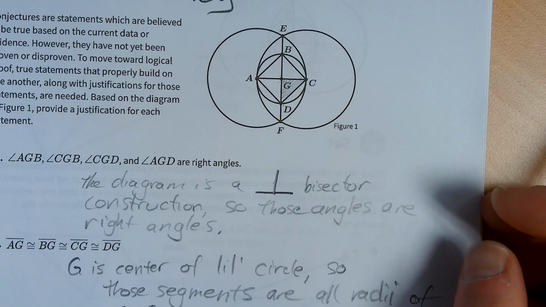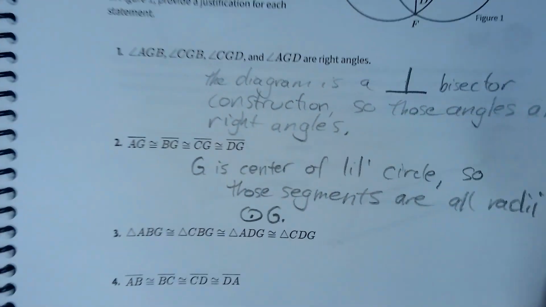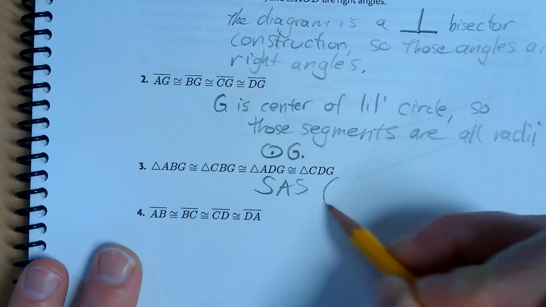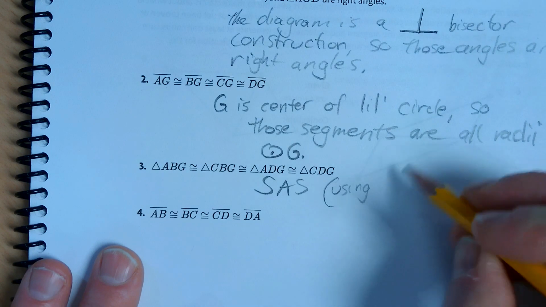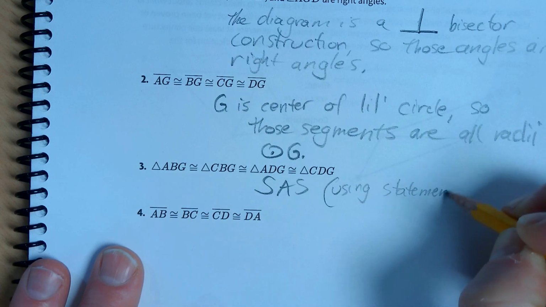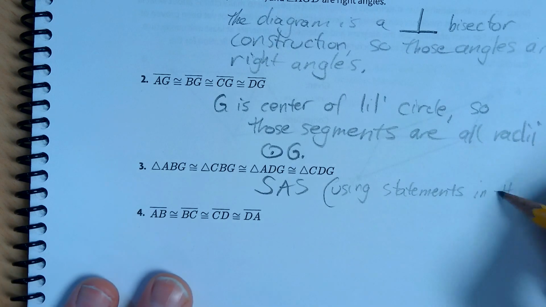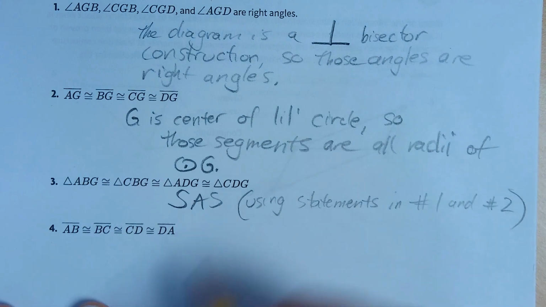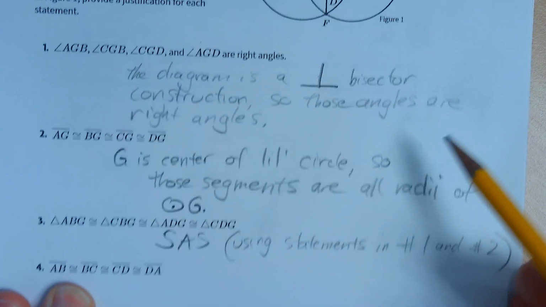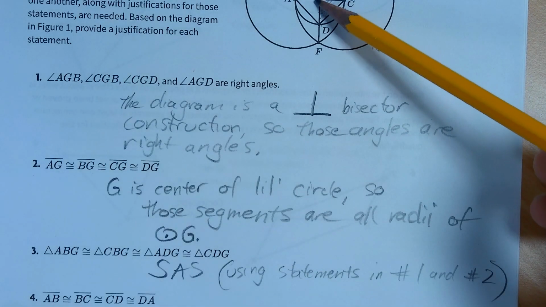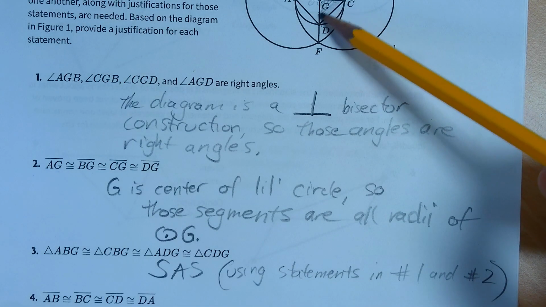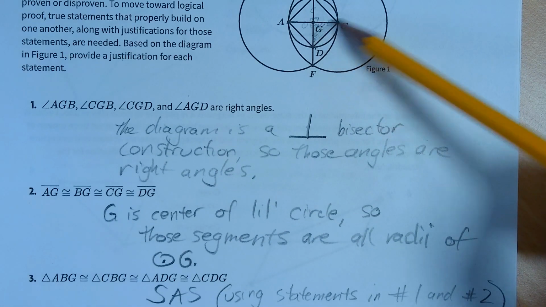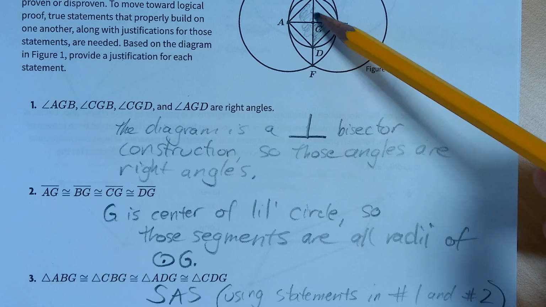ABG, CBG, ADG, CDG. It's the little ones. Why are those all congruent? Side angle side, using statements 1 and 2. Does that make sense? In statement 1, we established these are all right angles. In statement 2, we established that these are all the same length, and those 4 triangles have these sides. Side, angle, side, side, angle, side, side, angle, side. So all 4 of these little triangles are congruent.